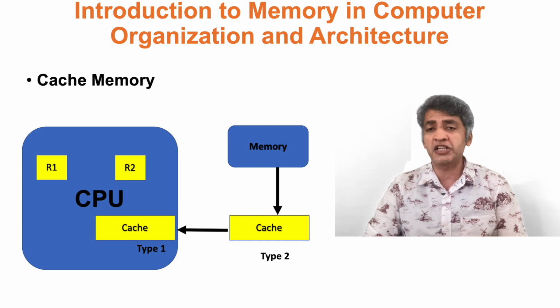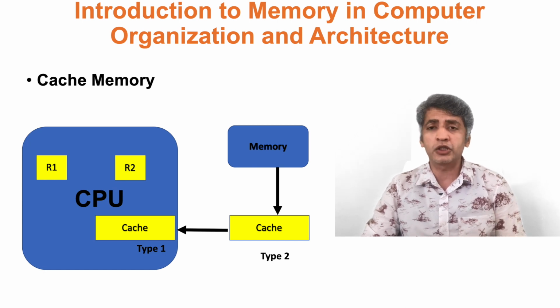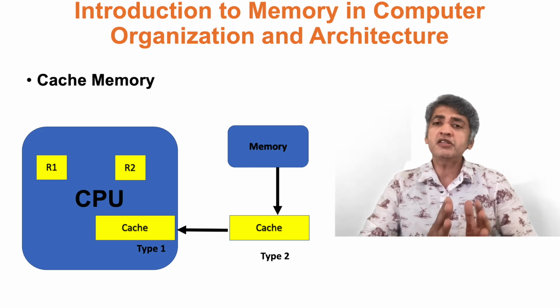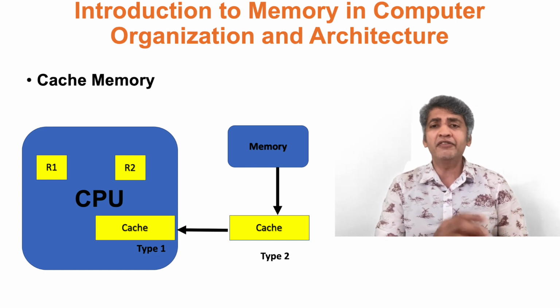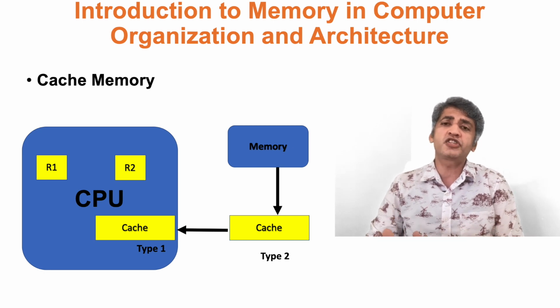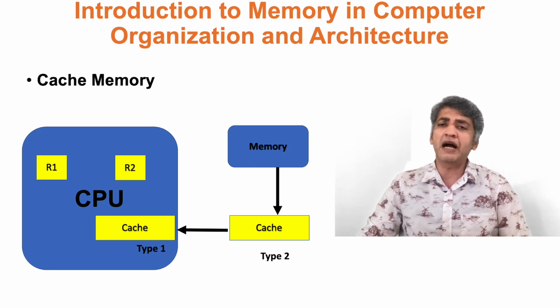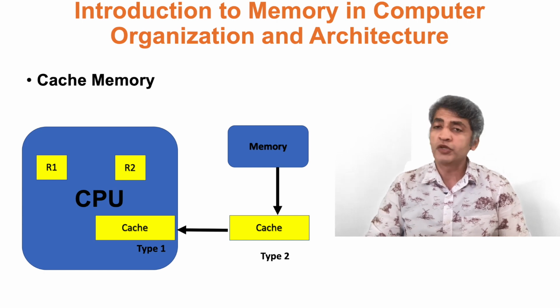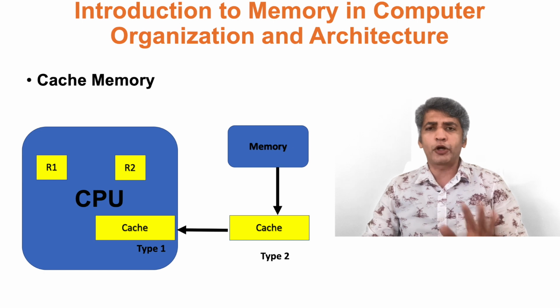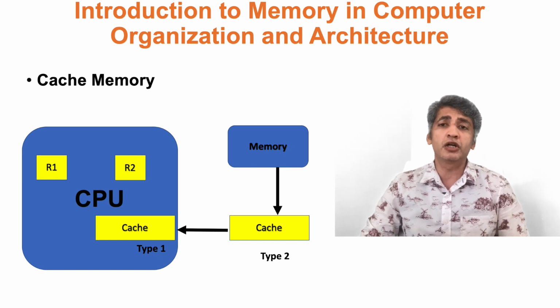There are two different cache memories: L1 cache and L2 cache, or you can say on-chip cache and off-chip cache. The on-chip cache is available inside the processor. The second one, the off-chip cache, is available on the motherboard. But both cache types are available between the processor and main memory. This is the third one.